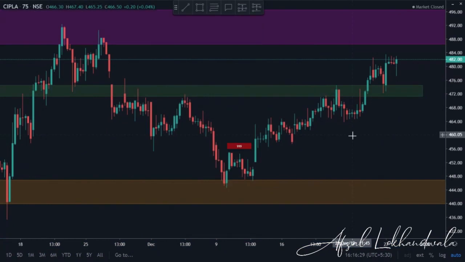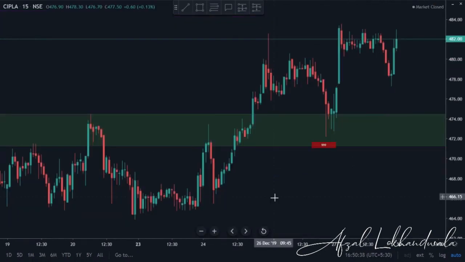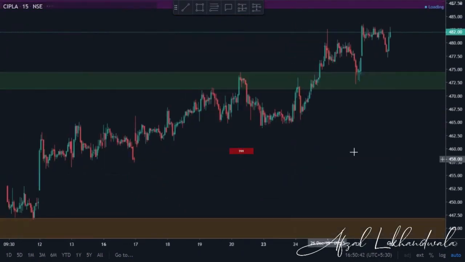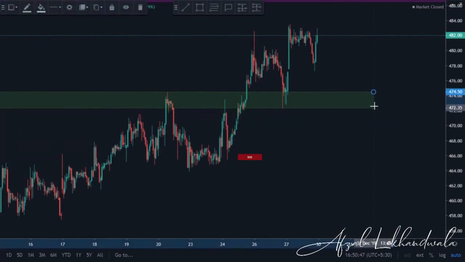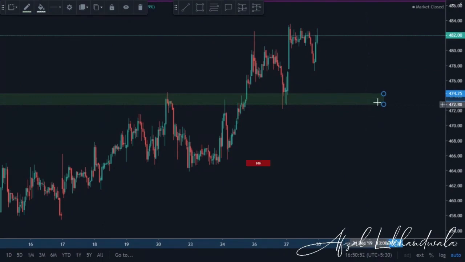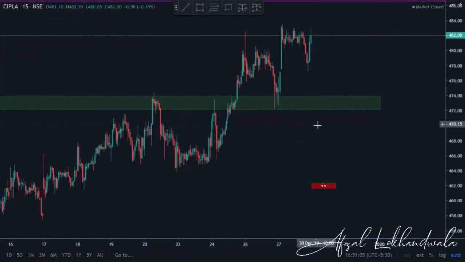Let us now dig deeper. Let us go to the 15 minutes time frame, comma 15, hit enter. We'll see if we can polish the 75-minute area. Yes, there is a scope for polishing. We can make the area thinner. Not much. We could make it a little thinner.